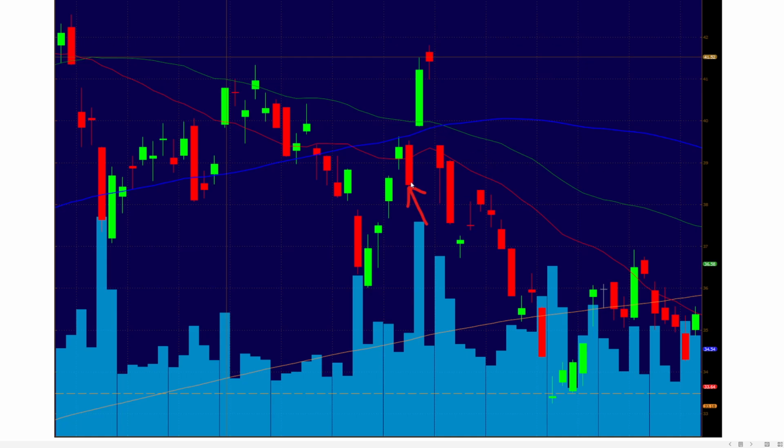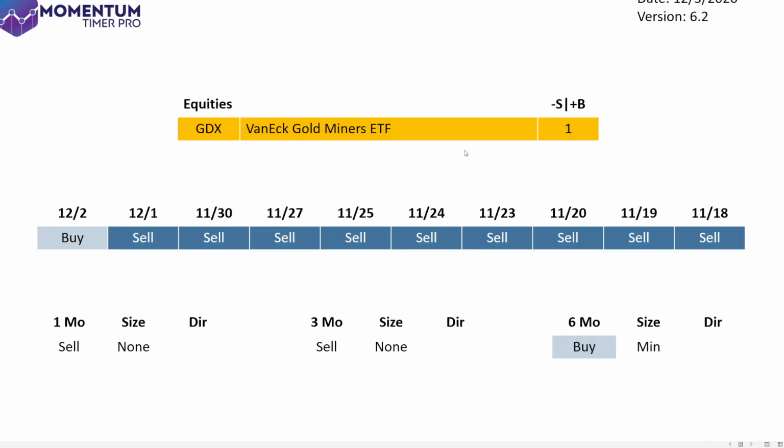If you're a short seller, you could have made money this day, and if you would have held on to it, which seems to be the case for a week or two, you could have caught this move here after you got past this little blip here. So downtrend, Momentum Timer Pro, great for the short sellers.